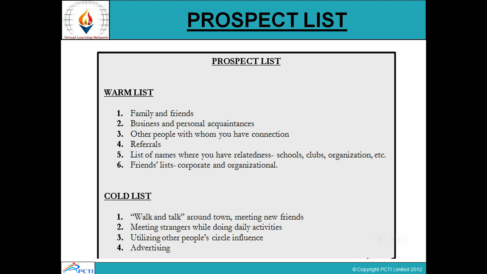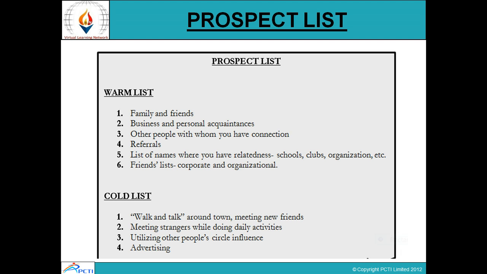Then this prospect list has the names of those with whom you have relatedness, like schools, clubs, or any XYZ organization you contact. Friends list, corporate and organizational list, all these things are part of the warm list. The next category of the list is the cold list.